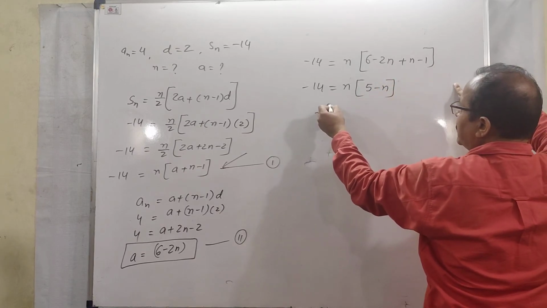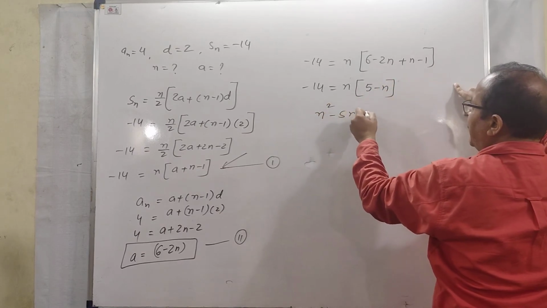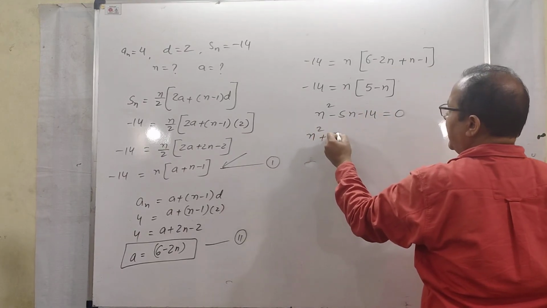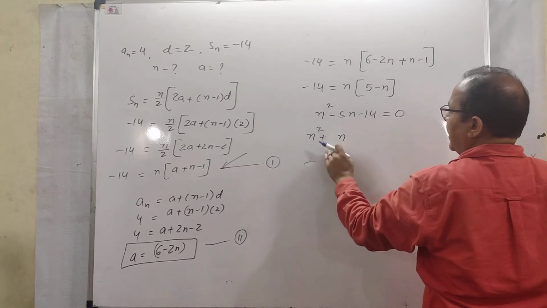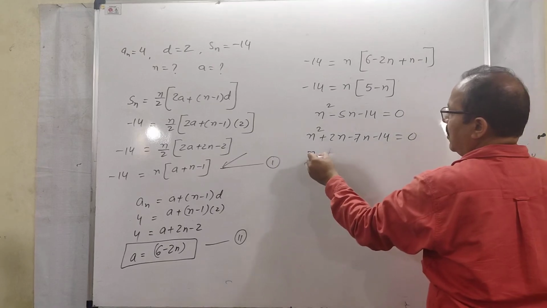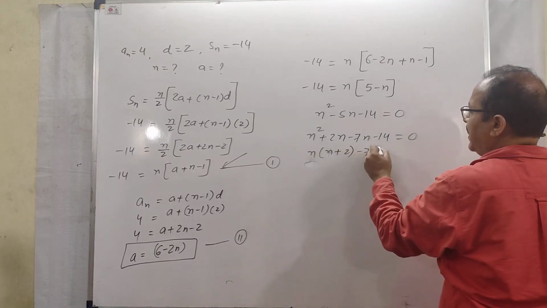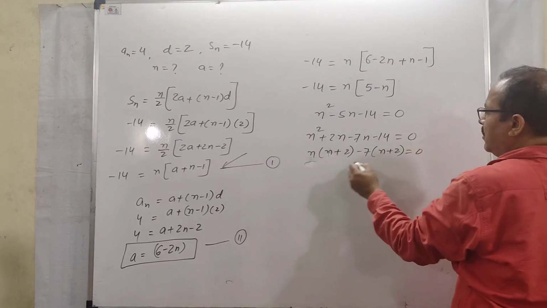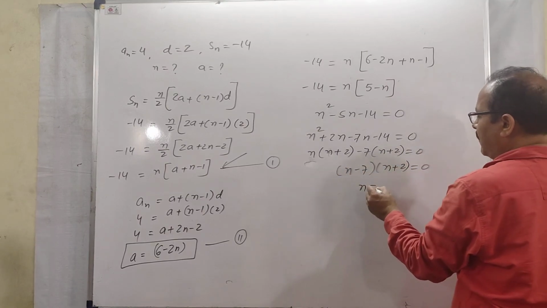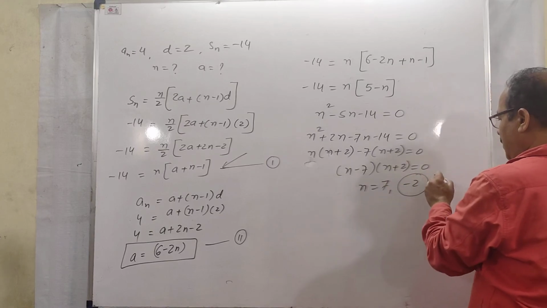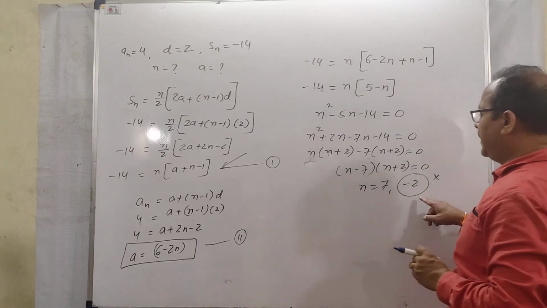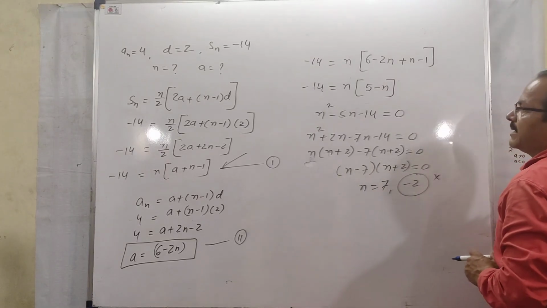So you will be getting n square minus 5n minus 14 is equals to 0. So n square plus 2n minus 7n minus 14 is equals to 0. n into n plus 2 minus 7 into n plus 2 is equals to 0. n minus 7 into n plus 2 is equals to 0. So you are getting the value of n equals to 7 or minus 2. Minus 2 cannot be the value of n, so it will be rejected. So the value of n will be taken as 7.